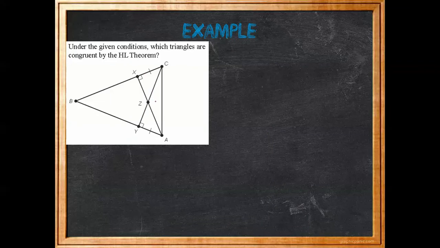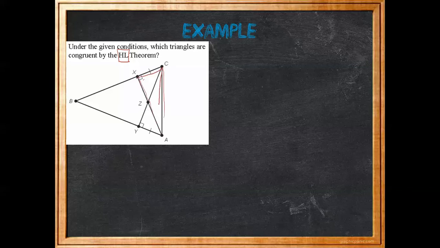Under the given conditions, which triangles are congruent by the hypotenuse leg theorem? Now, hypotenuse leg, remember, has to do with a 90-degree angle, a right triangle. So we know automatically that all we're comparing are the right triangles. Here's our right angles, so we know that these are the triangles that I'm looking at. If we look here, we've got a small triangle and a small triangle, so maybe we're comparing those. But then we also have these big triangles right here.